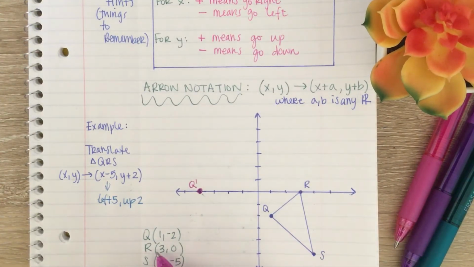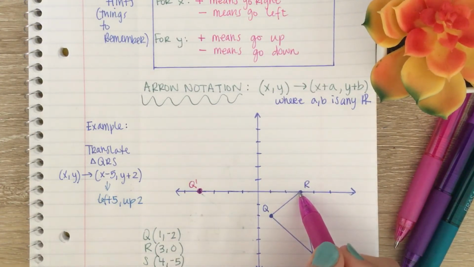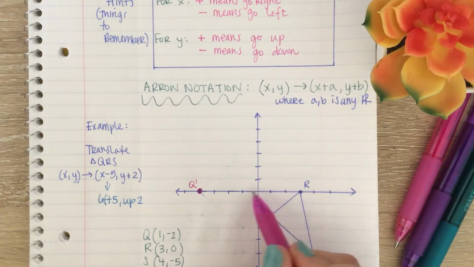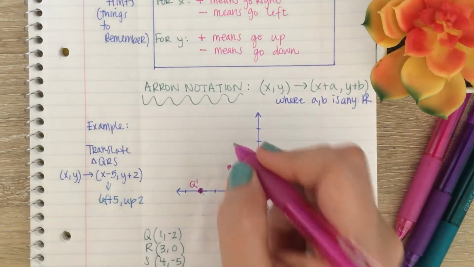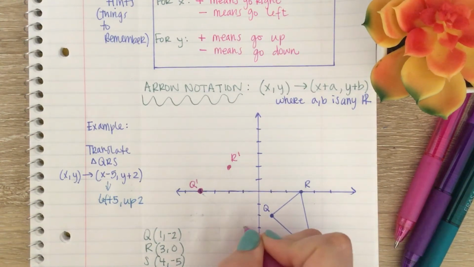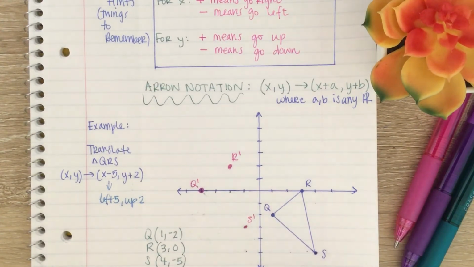Then let's move on to R. I'm going to go left 5, 1, 2, 3. Wait, 1, 2, 3, 4, 5, and up 1, 2. Did you notice how I just skipped over the origin when I counted first? Don't do that. The origin is still counted as a unit, okay? And then S, 1, 2, 3, 4, 5, and up 1, 2, S prime.